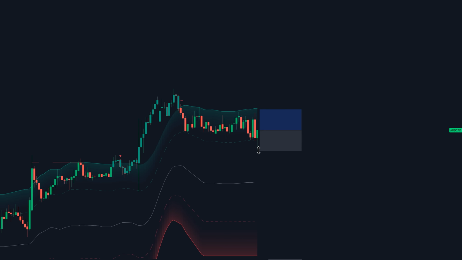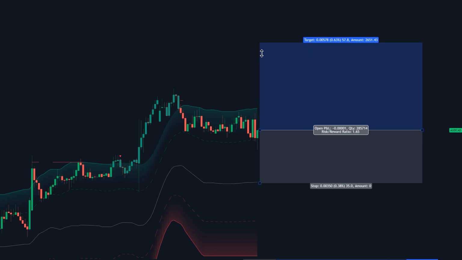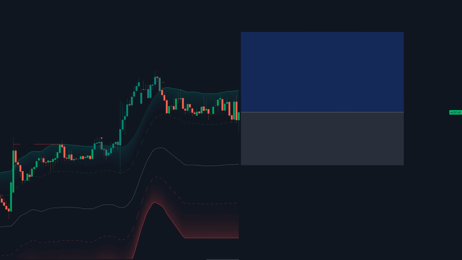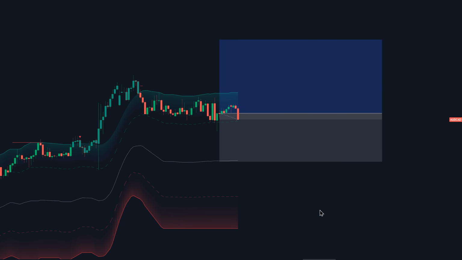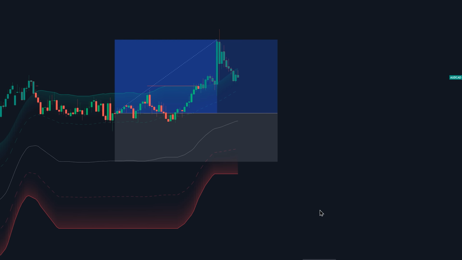The stop loss is going to be placed at the midpoint, which is this gray line at the center, and then you want to set your take profit at 1.5 times the risk. If we let this trade run, you can see that it was profitable. And of course, you can do the opposite of this if you want to take a short position.